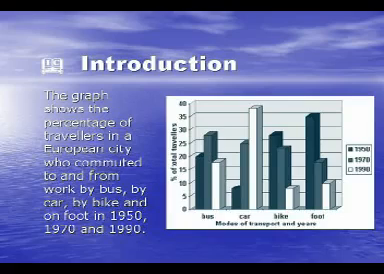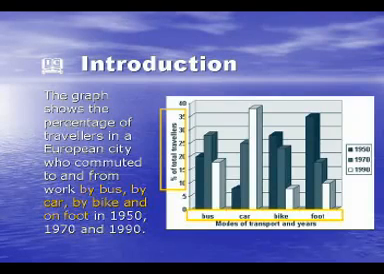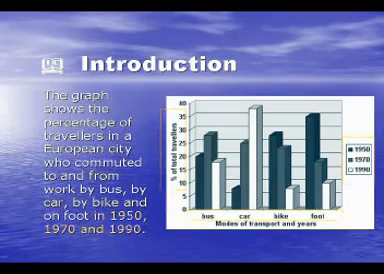Now let's have a look at this answer in more detail. First of all, the introduction. The graph shows the percentage of travellers in a European city who commuted to and from work by bus, by car, by bike and on foot in 1950, 1970 and 1990. Most of this is fairly obvious, but I would point out that the repetition of by bus, by car and by bike is deliberate because on foot does not follow the same pattern.